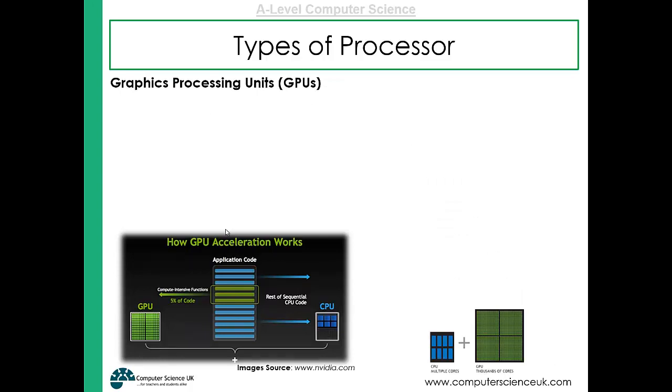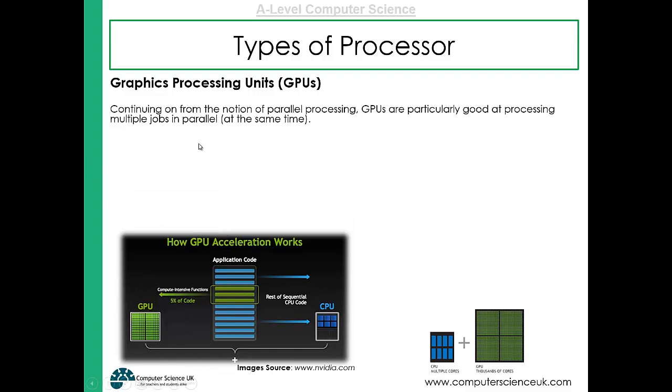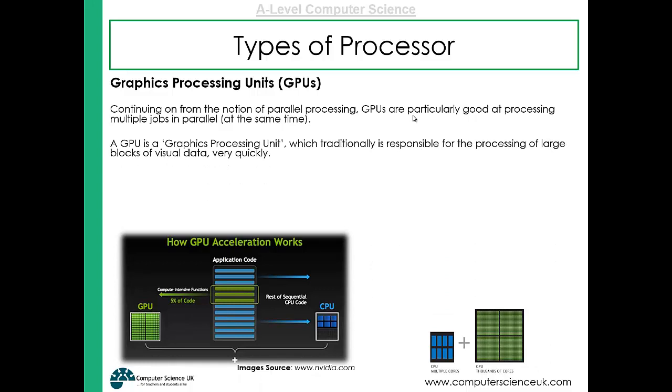Okay, graphical processing units. So these aren't CPUs, these are GPUs. So they are separate, they are different. Now, if you think about parallel processing, GPUs are amazing at parallel processing. They're amazing at carrying out loads and loads of jobs at the same time, simultaneously. So a GPU is a graphics processing unit, and it's traditionally just been responsible for processing loads and loads of visual data, graphical data, really, really quickly. And the way it does that is by having hundreds and hundreds and hundreds of cores.